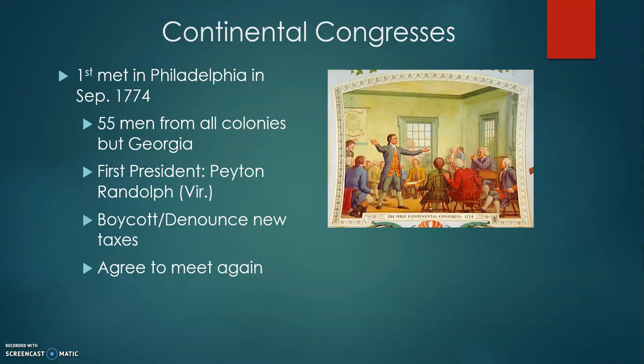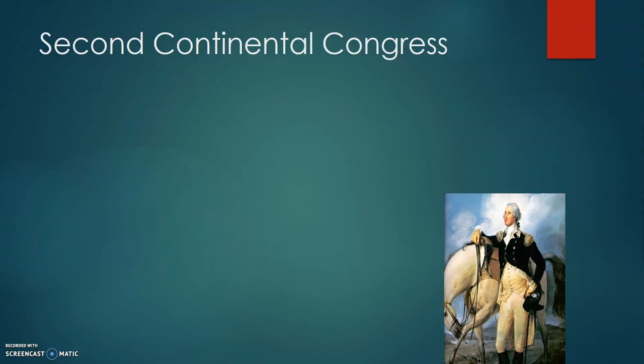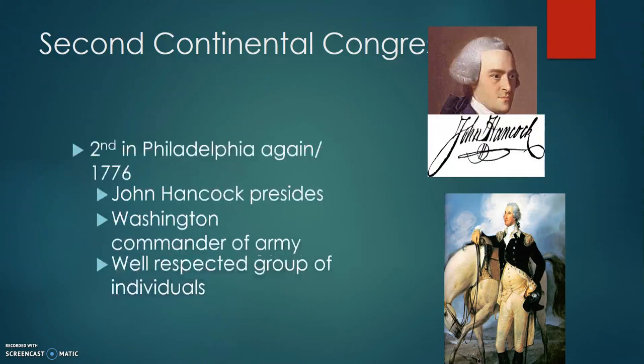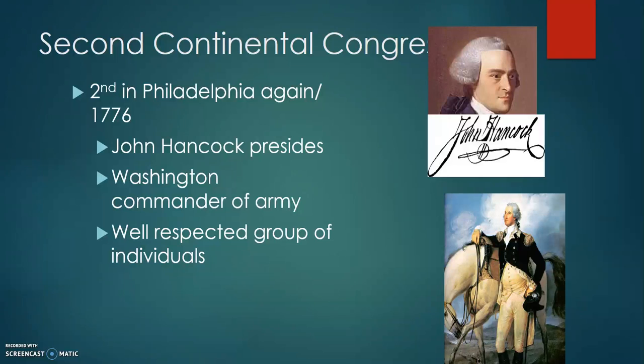The main thing here is that they just decide that they're going to meet again, and that comes in the form of the Second Continental Congress. And at this point, they're pretty much at war, and so we kind of talk about how the colonies move towards that independence and move towards the war efforts here.